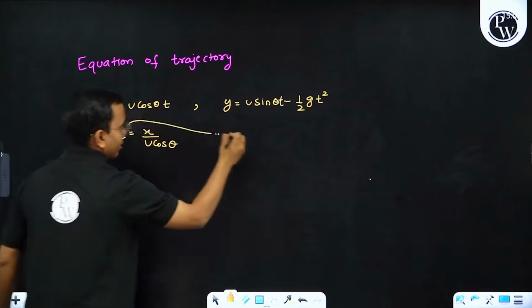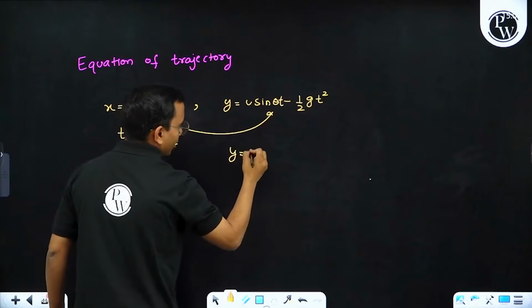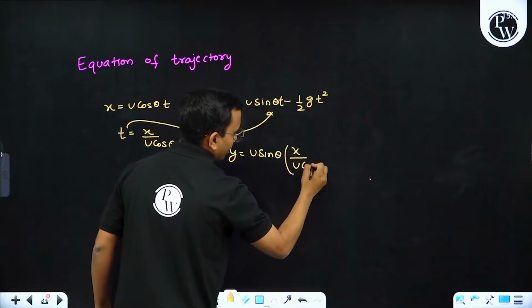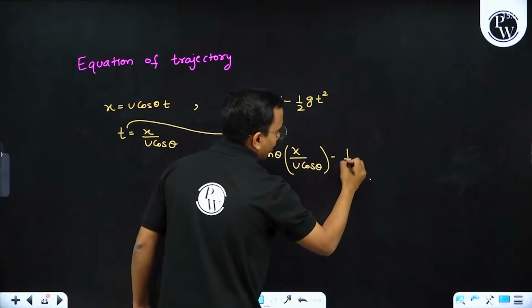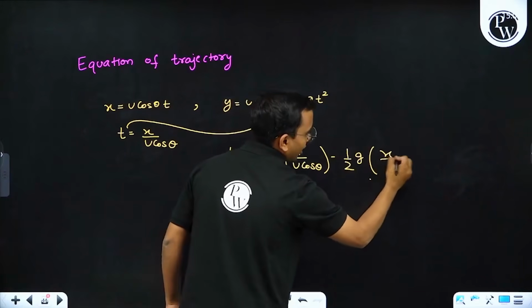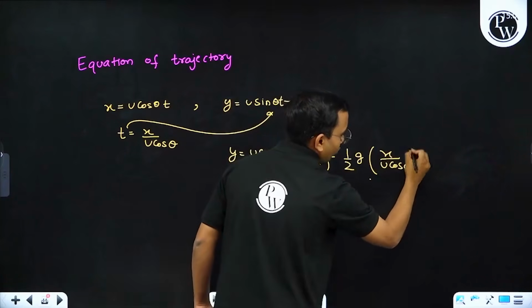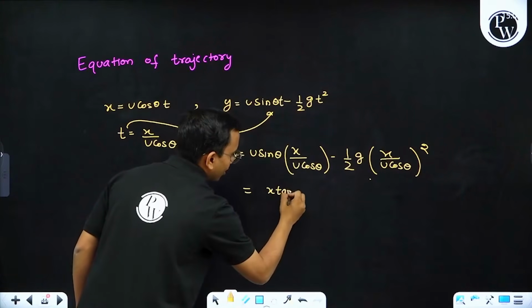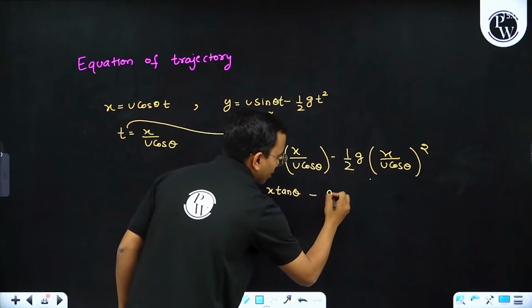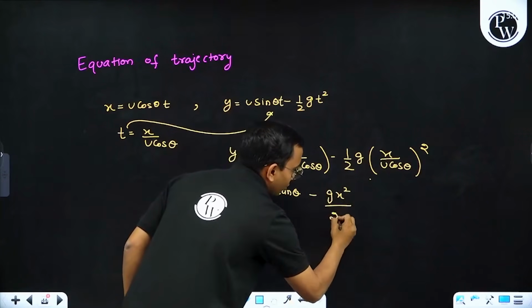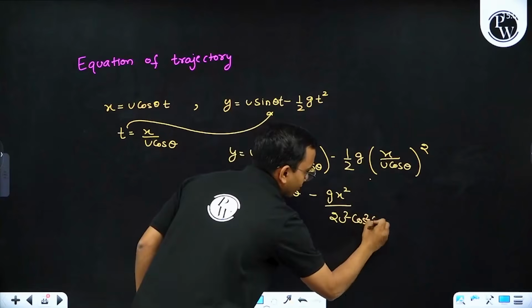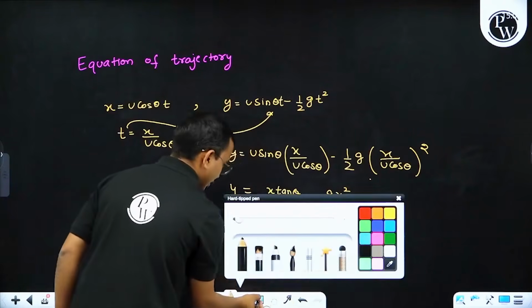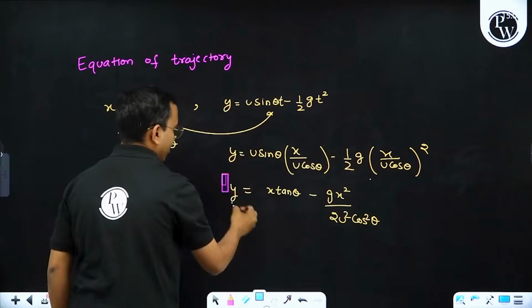I'll put t here in this equation. So what will y become? U sin theta into t as x by u cos theta, minus half g, x by u cos theta, square. And this will become x tan theta, the rest will get cancelled, minus g x square by 2u square cos square theta. This is my y. Do you need to remember this equation? Yes, I'll say you need to remember it.